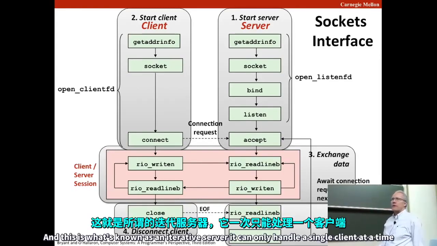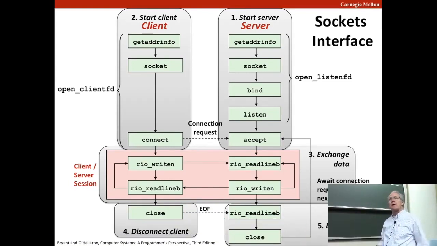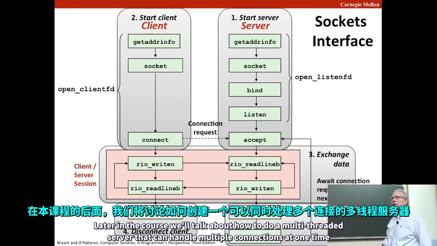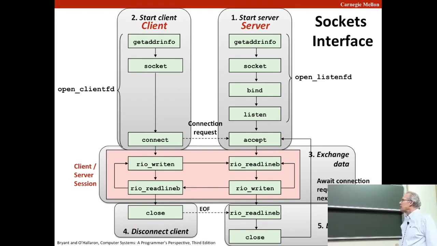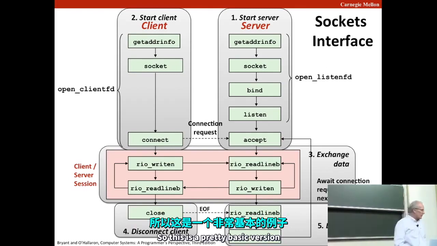And this is what's known as an iterative server. It can only handle a single client at a time. Later in the course, we'll talk about how to do a multi-threaded server that can handle multiple connections at one time. So this is a pretty basic version.